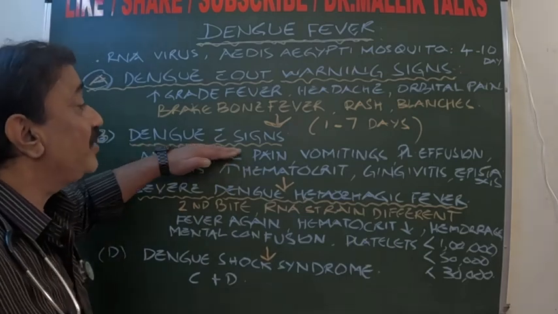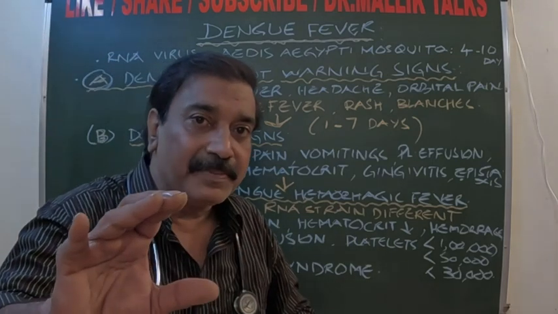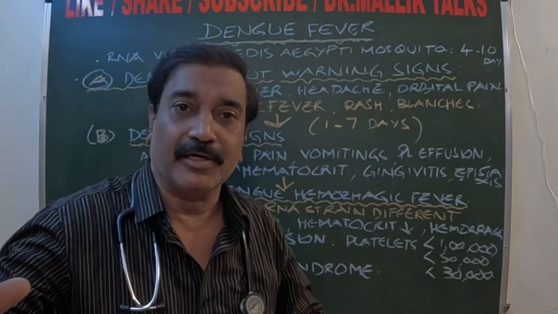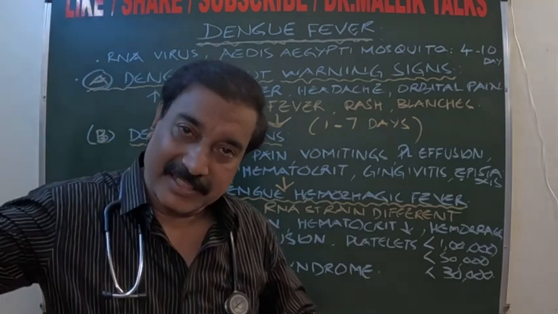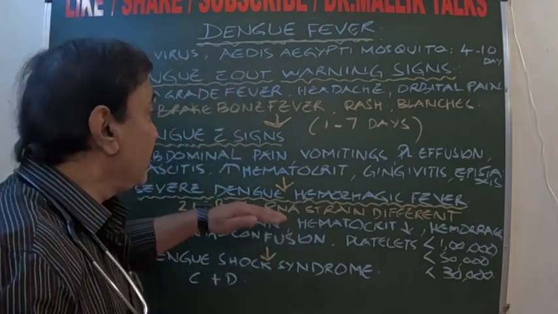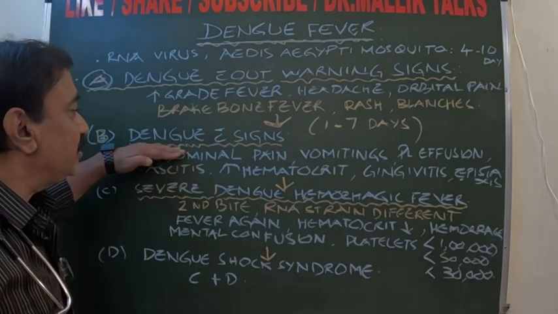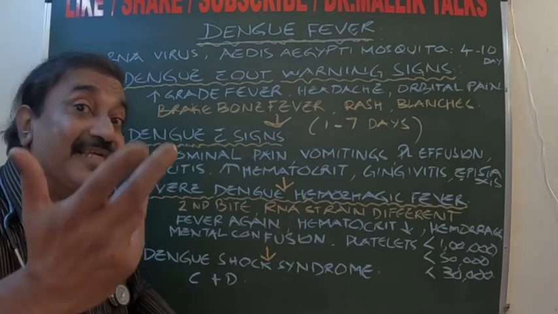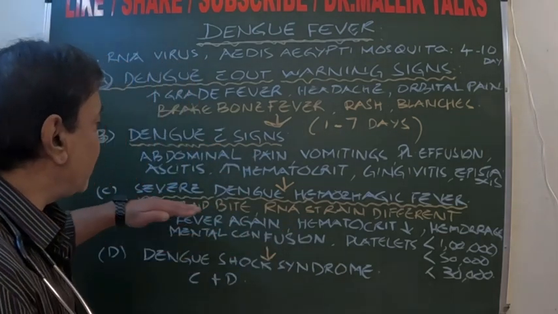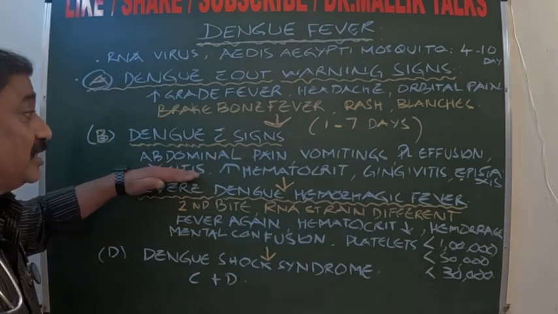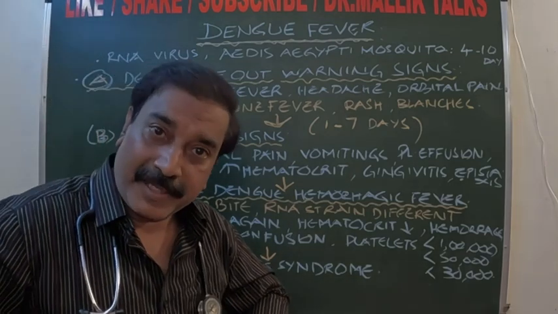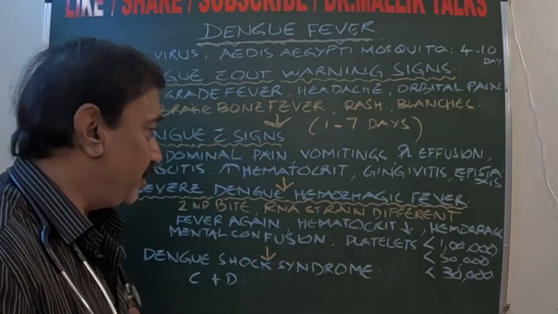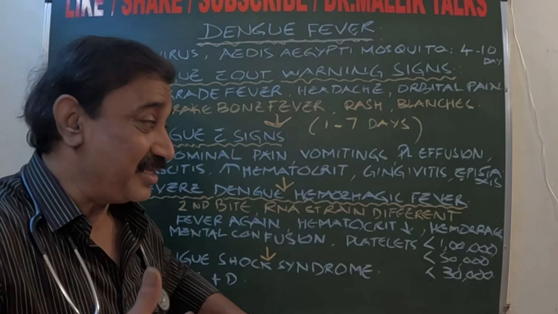It is dengue with signs. In 70% of the cases, that will not occur. It stops at the first stage only. But in some cases, the situation goes to dengue with signs. Now the signs will come out. This is the second stage. There will be abdominal pain, pain in the stomach. There are vomitings.